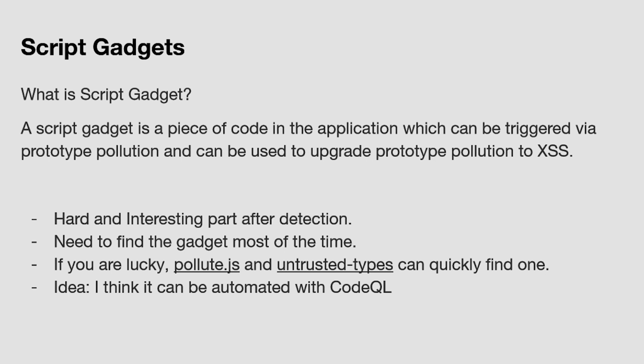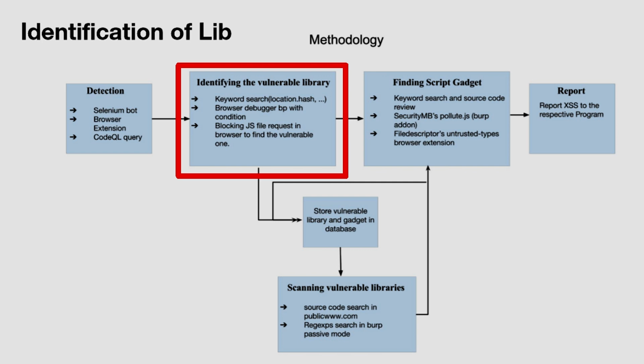I thought of creating a CodeQL query to find these script gadgets, but because of some issues, I left it in the middle. You can try this stuff. So that's it about that. Now we have found the pollution on an application and found a script gadget, we just report it to the program.